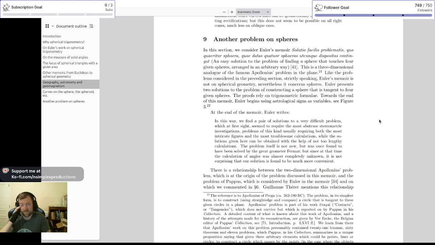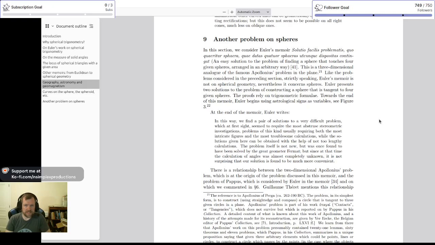Another problem on spheres. In this section, we consider Euler's memoir Solutio facilis problematis, quaeritur sphaera quae datas quatuor sphaeras utcunque dispositas contingat. An easy solution to the problem of finding a sphere that touches four given spheres arranged in an arbitrary way. This is like a three-dimensional analog of the famous Apollonius's problem in the plane.